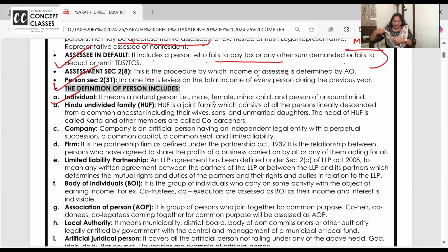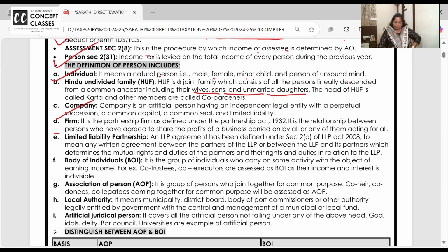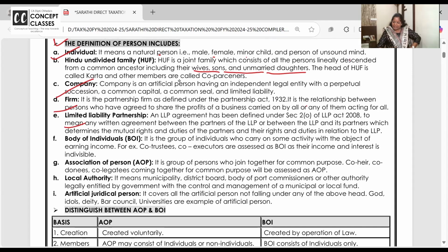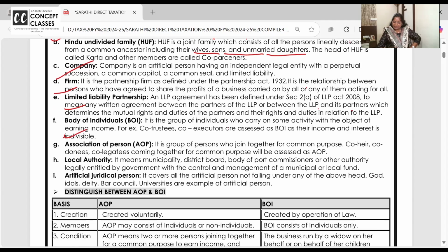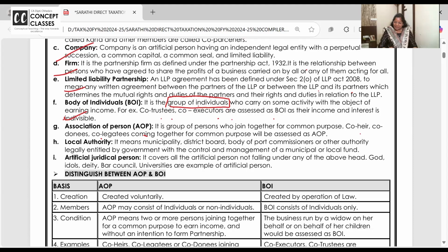Right. Then next is Hindu undivided family. The head of the HUF is called Karta. Other members are called co-partners. And who will be the co-partners? Wife, son, unmarried daughters. Company, partnership firm, LLP, body of individuals, group of individuals, co-trustees, co-executors and all. Association of persons, local authority, municipal authority, district board, and other government offices.